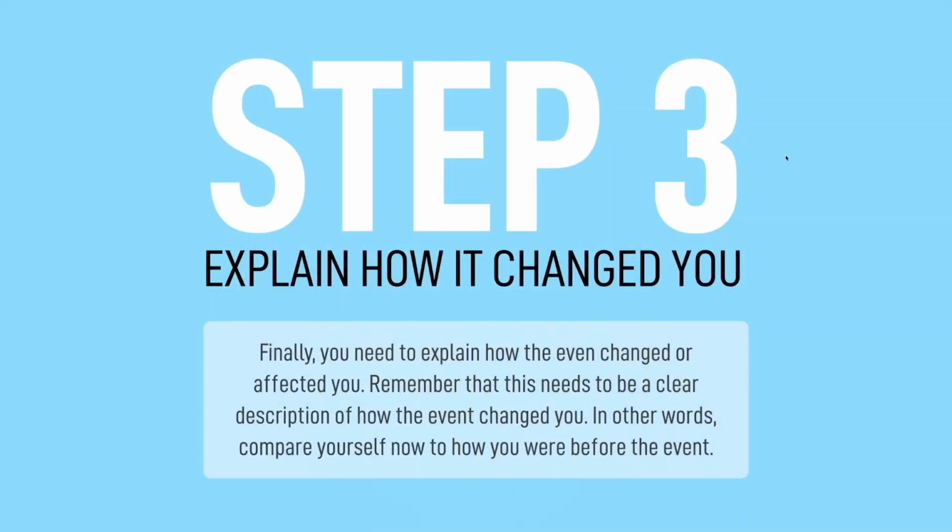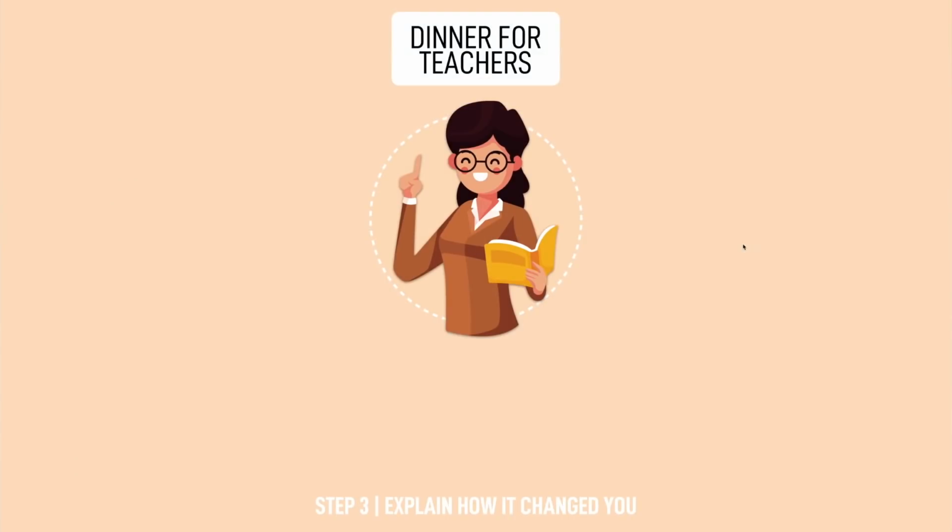This is something that is very important for you as an English learner to understand and to remember. When you're speaking in English, when you're describing something, you're not just describing the current state of that thing or the actual thing that happened at the event. You want to also talk about the before and the after. The before being the setting, the after being how it changed you. So let's see, again, speaking about the Korean teachers and the dinner we put on.